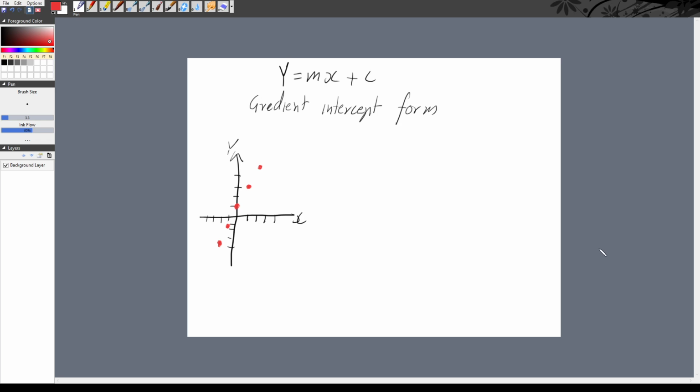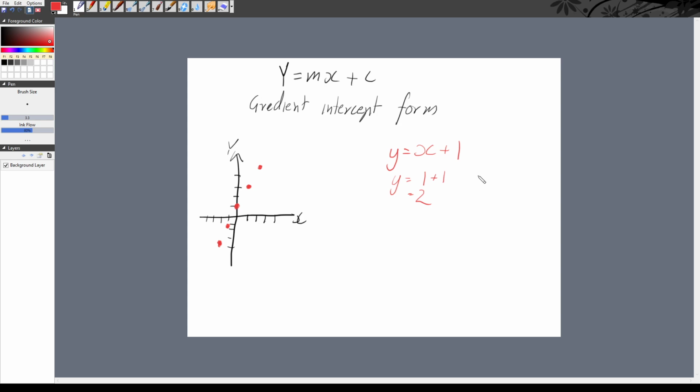This video is on the gradient intercept form, also known as y equals mx plus c. And when we solve any equation that involves a variable, such as y equals x plus 1, x can be many different things. If x is 1, then that means that y is going to equal 1 plus 1, which is equal to 2.